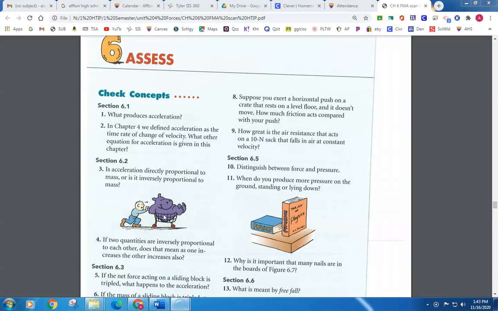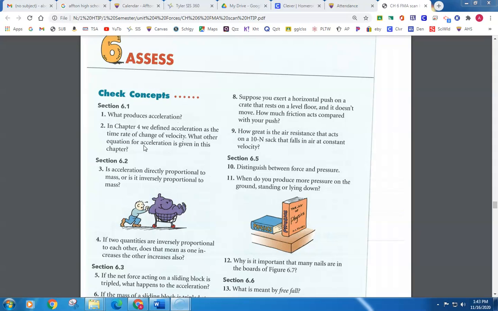Hello, let's go over the book questions that are on page 99 of your book. Number 1, what produces acceleration? It is a net force. Number 2, in chapter 4 we define acceleration as the time rate of change of velocity. What other equation for acceleration is given in this chapter? Well, that is F equals ma, or a equals F over m. Acceleration equals force divided by mass.